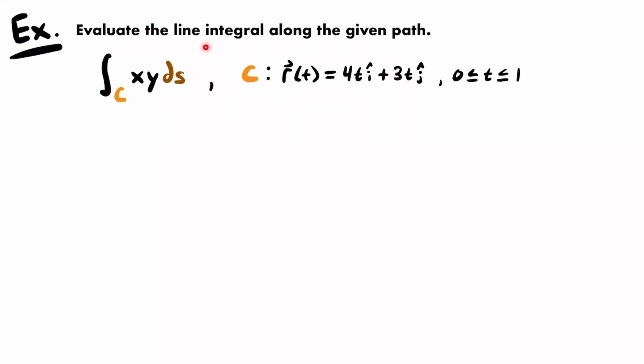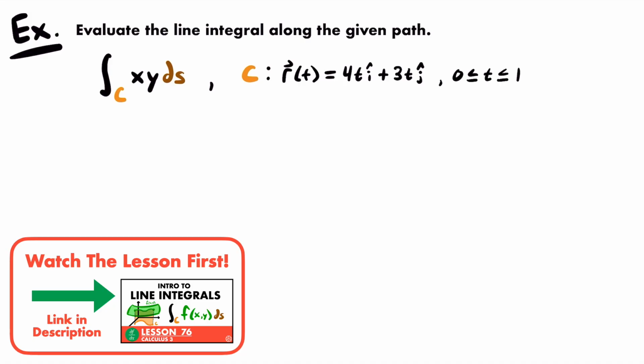We want to evaluate the line integral along the given path, and we have the integral over the path C of x times y ds, where C is defined by the vector function, vector r of t is equal to 4t i plus 3t j, where t is between 0 and 1.